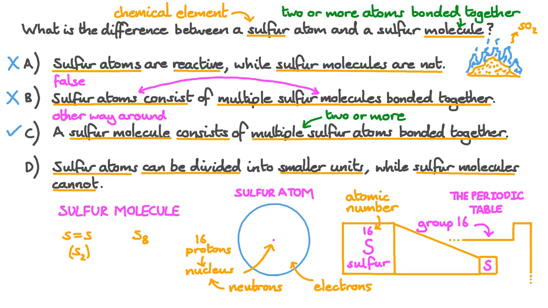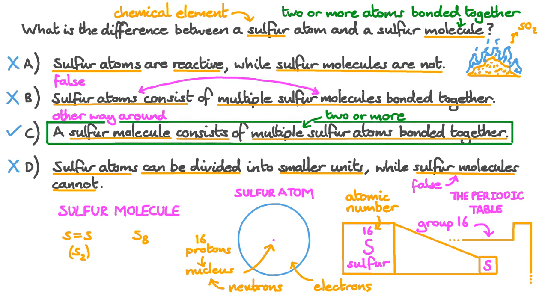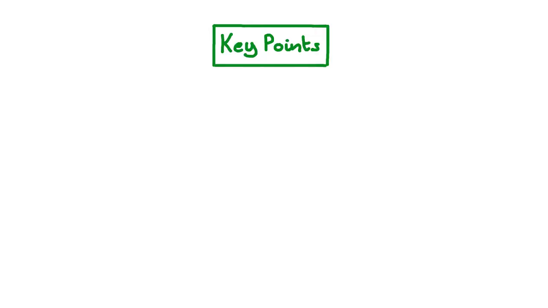The second part of the statement is that sulfur molecules cannot be divided into smaller units. This is false because we know that sulfur molecules are made of sulfur atoms, so sulfur molecules can be divided into smaller units that are atoms or even smaller units that are protons, neutrons and electrons.